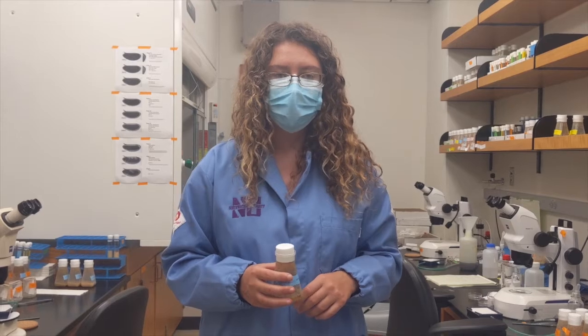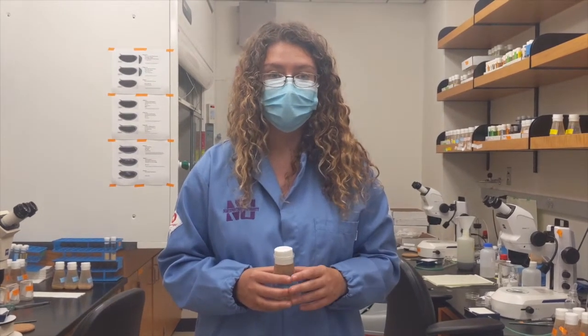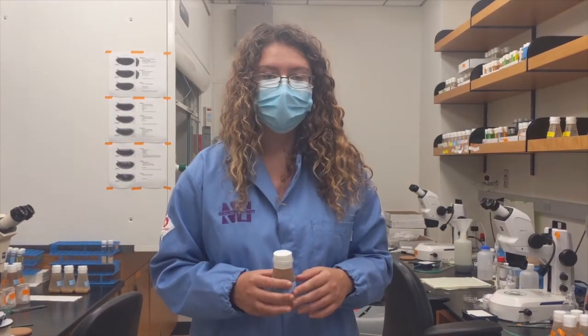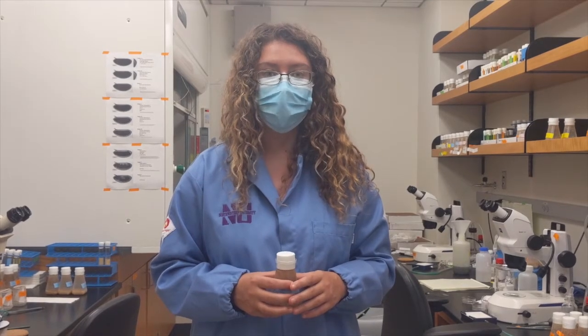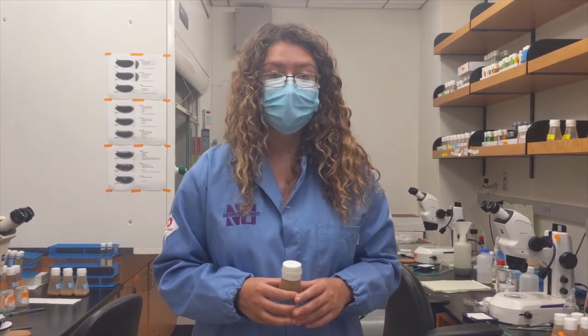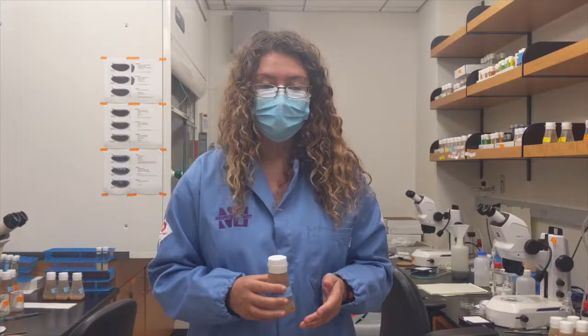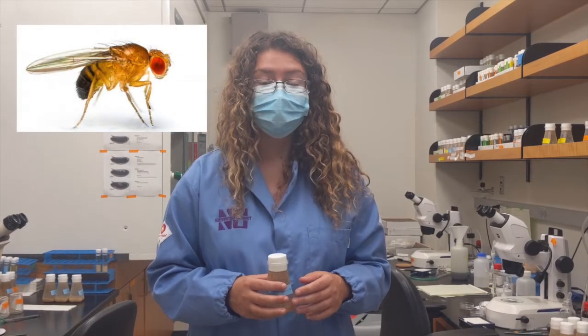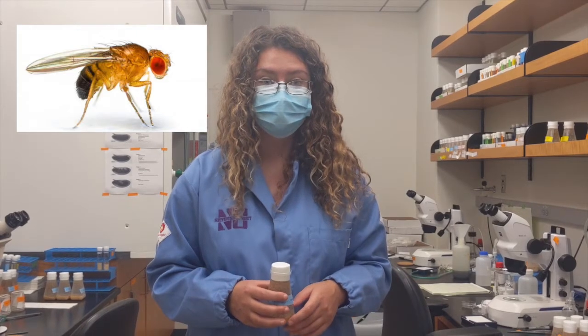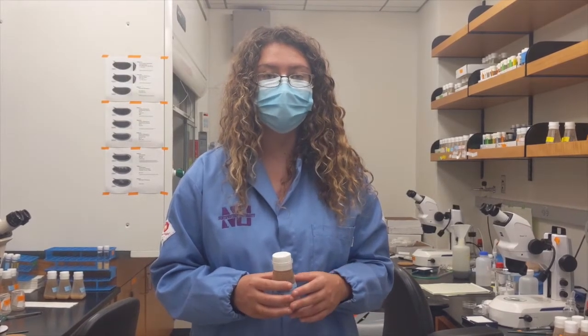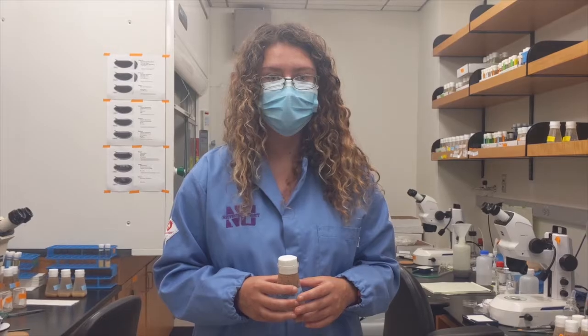Sometimes, not all flies in a bottle will have the transgene that we introduced. So, we have to look at genetic markers that tell us whether a piece of DNA is present. These can be curly wings, white eyes, or dark body. Wild-type flies have straight wings, red eyes, and a lighter body. My favorite genetic marker is fluorescent eyes. Let me show you what they look like.